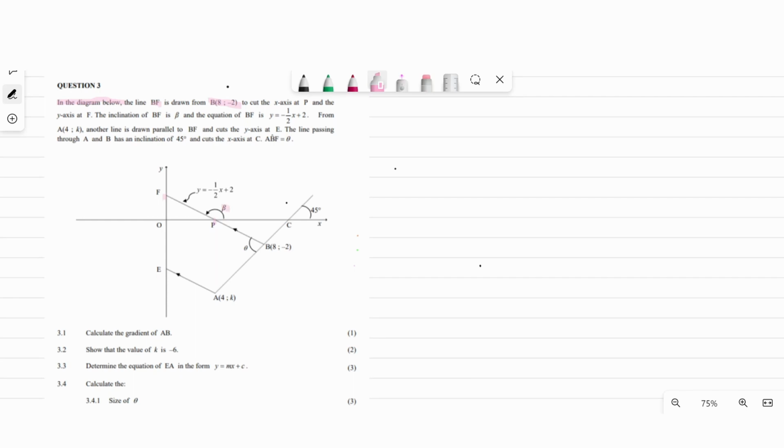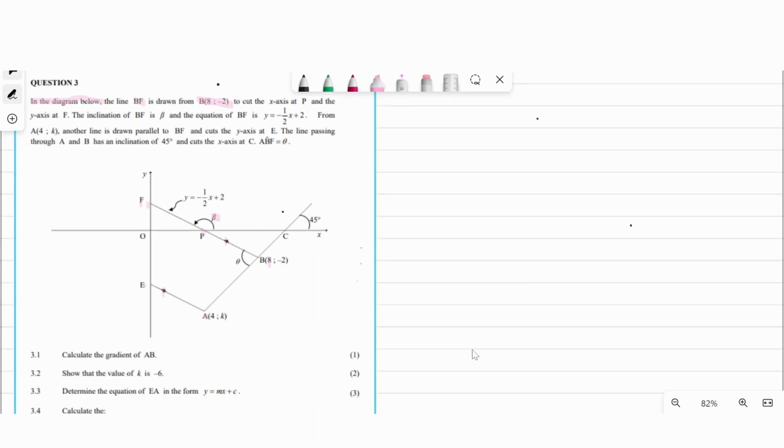They say the inclination of BF is beta, and they gave us the equation of BF. Then they say another line is drawn from A, parallel to BF. So we know that A is parallel to FB because they told us, and there are the parallel symbols to indicate that they're parallel to each other.